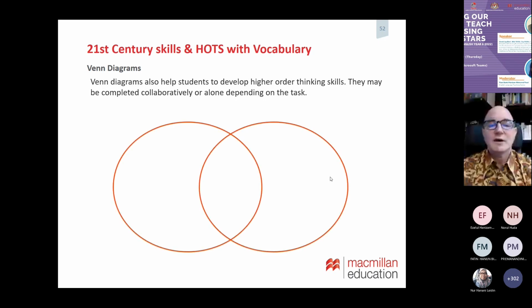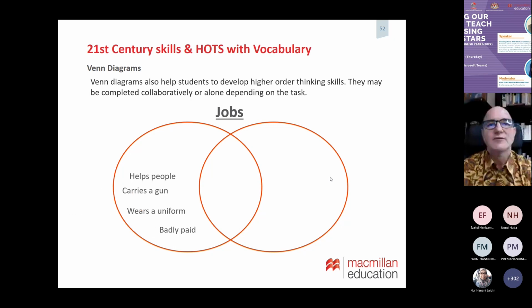Now, I'm going to focus on using vocabulary for jobs, all right? And I'm going to give to you, and I might do this with my students, to get them introduced to Venn diagrams and how they work. I'm going to give you two jobs, but I'm not going to tell you what the jobs are. I'm going to tell you some of the characteristics of the jobs and see if you can guess. So the first job is this one, okay? Can you tell me what job this is? This person helps people, they carry a gun, they wear a uniform, and they're badly paid.